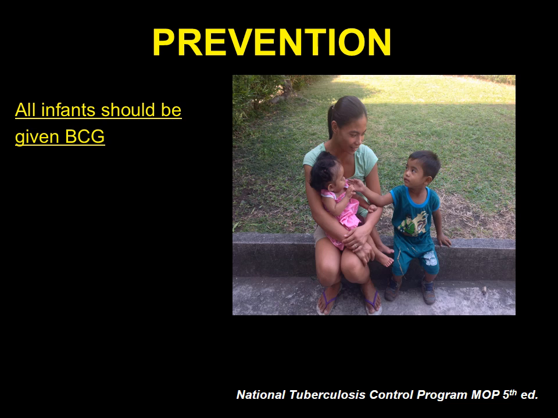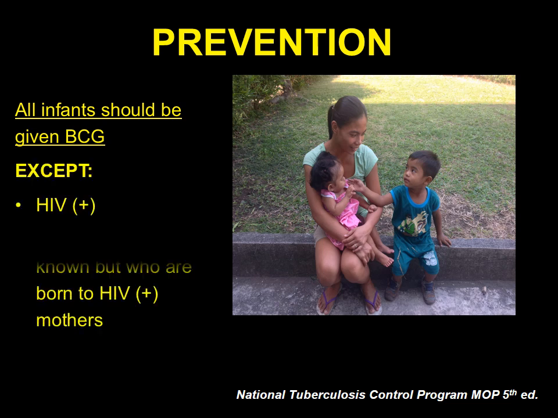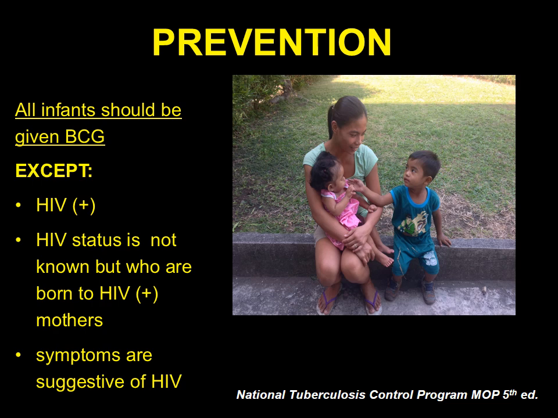Prevention of TB depends mainly on preventing exposure and infection. TB prevention can be achieved through universal use of BCG. All infants should be given a single dose of BCG except those who are known to be HIV positive, those whose HIV status is unknown and is born to HIV positive mother, and those who have signs and symptoms of HIV.